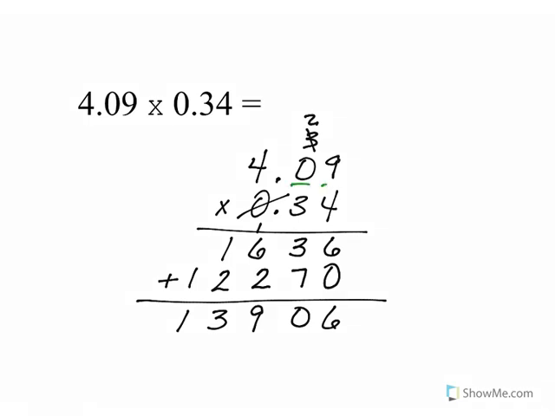Again, I have 1, 2, 3, 4 digits after the decimal. So I want 1, 2, 3, 4 digits after the decimal in my answer. And my final answer for this problem is 1 and 3,906 ten-thousandths.